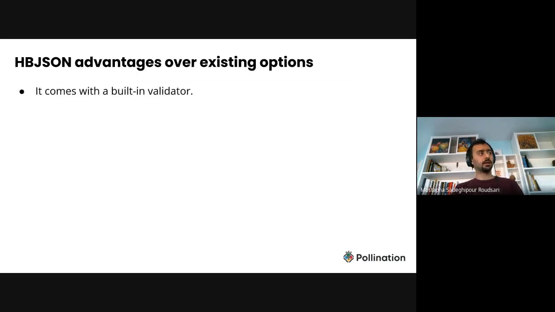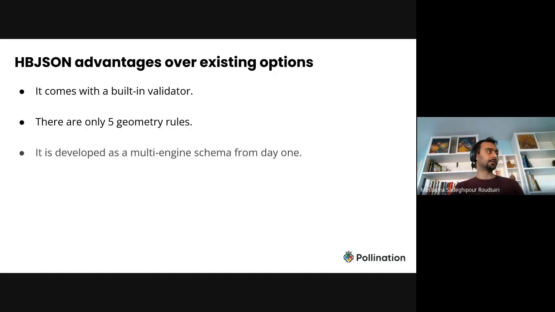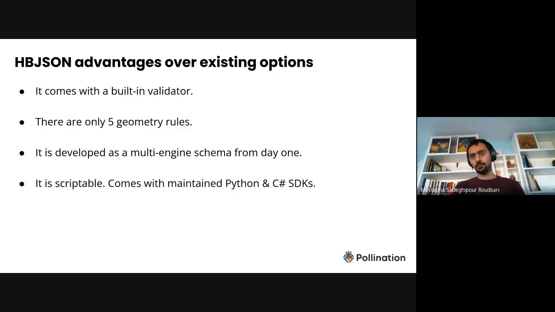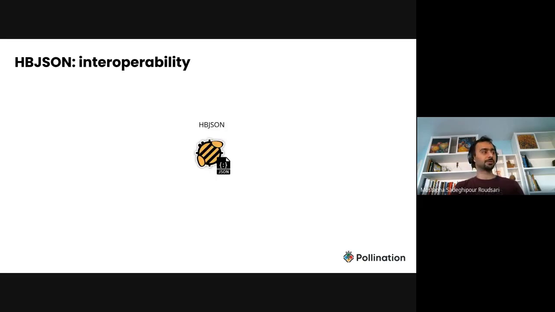And the reason we did it: it has a validator. It only has 5 geometry rules. So if you're a software developer, you don't need to know what the geometry rules are in EnergyPlus versus Radiance versus Butterfly for CFD for OpenFOAM. You don't have to know that. That's our job. If you just follow the 5 geometry rules that we have, which are very simple, the rest is taken care of in our translators. It's developed for multi-engine schemas from day one. And it's scriptable, so you can automate the stuff. You don't have to write your own script from scratch to do that.